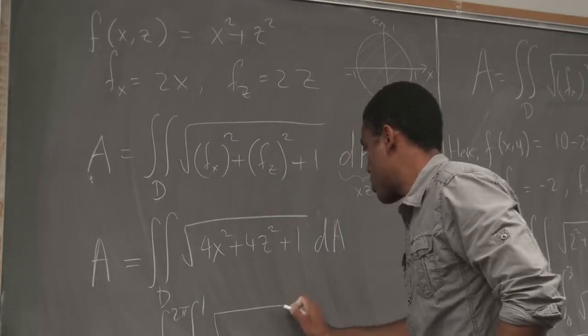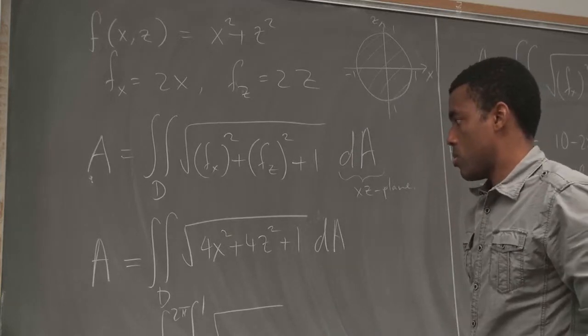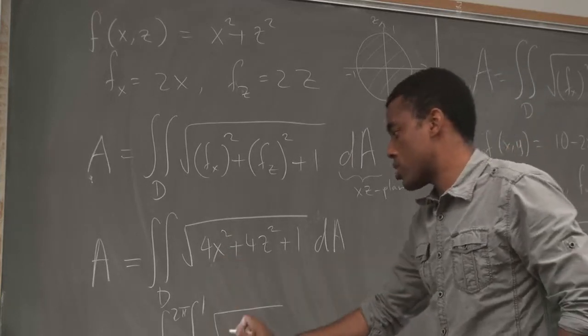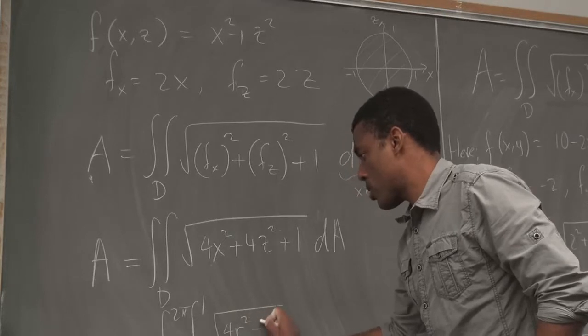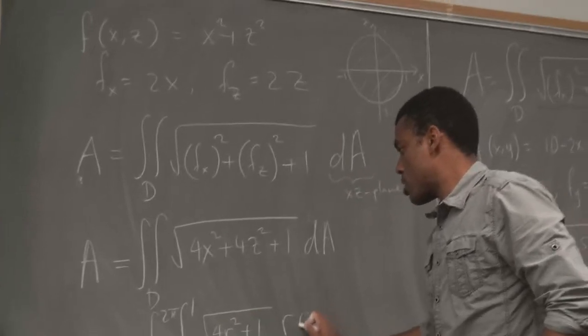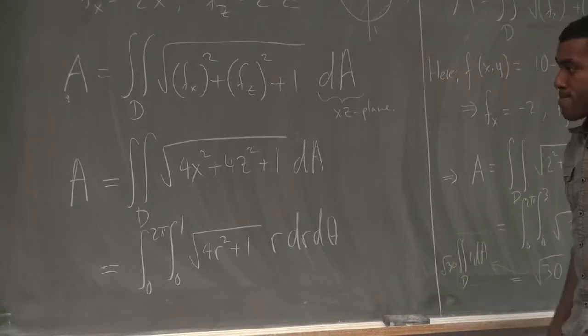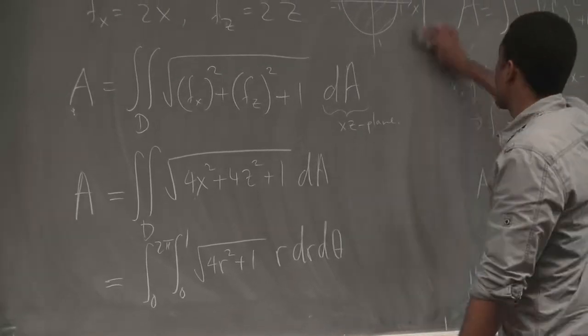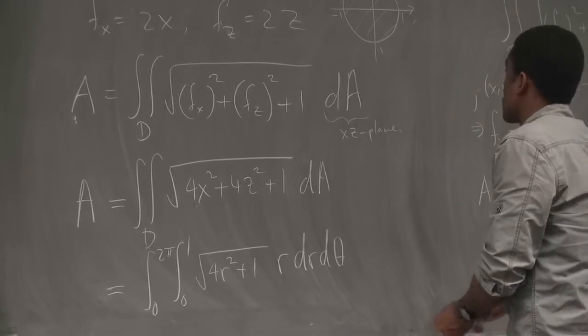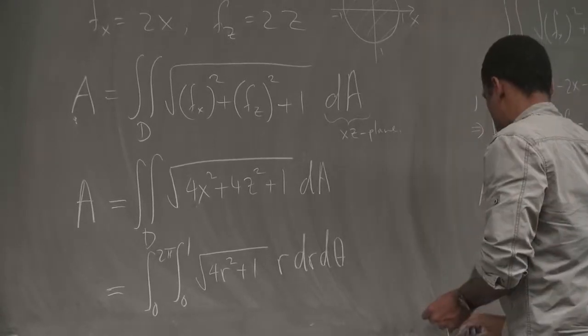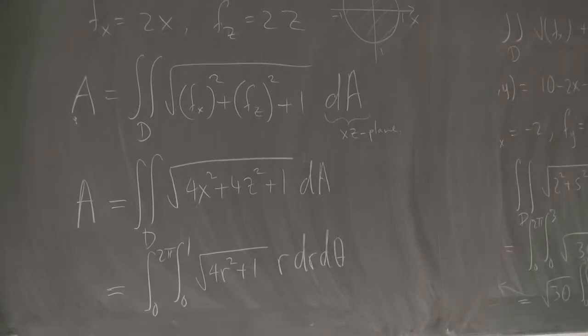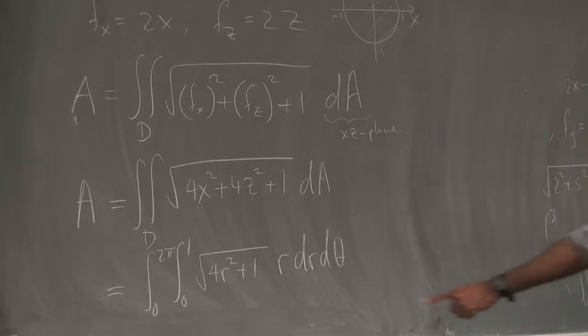And then you would have the square root of 4r squared plus 1, r dr dθ. Okay, and that's it. Now we evaluate. And we can't really use the area thing to help us this time because we're not integrating the function 1. We're going to have to actually go through this.